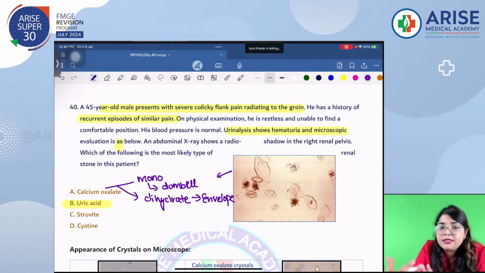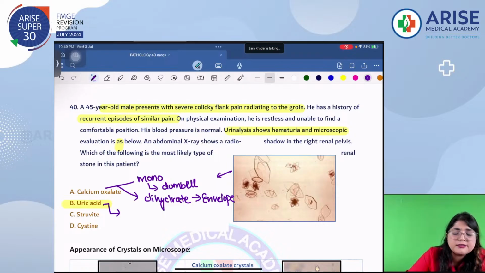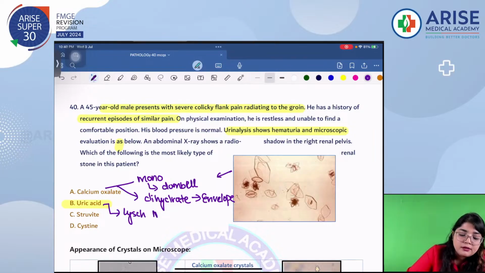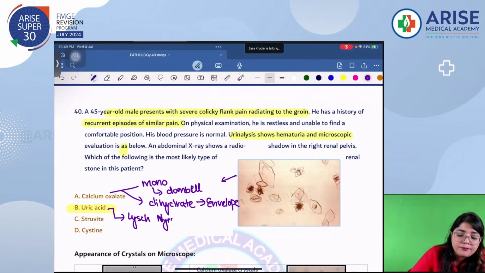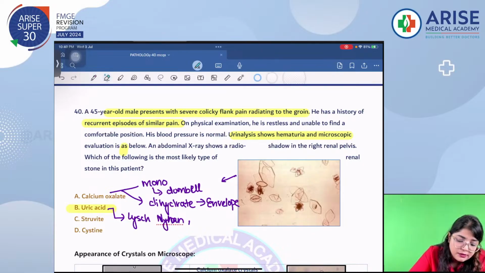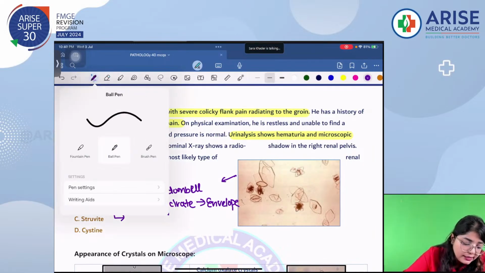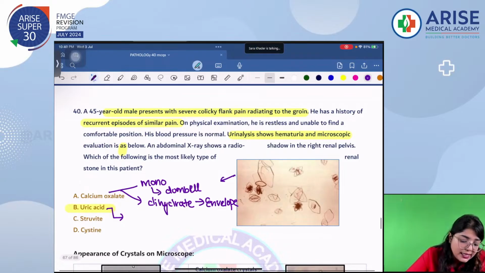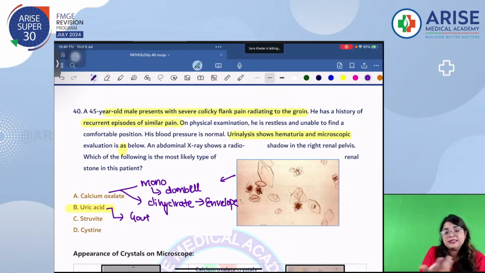So your crystals ultimately make up the stones, right? Crystals together, if they keep on forming, then they make up your renal stones. So uric acid is associated with Lesch-Nyhan syndrome. Or can anybody tell me any other disorder where you have an increase in uric acid? Lesch-Nyhan is HGPRT deficiency. Can anybody tell me? Uric acid. HGPRT is Lesch-Nyhan syndrome, or it can be because of gout, right? Gout also has an increase in uric acid.